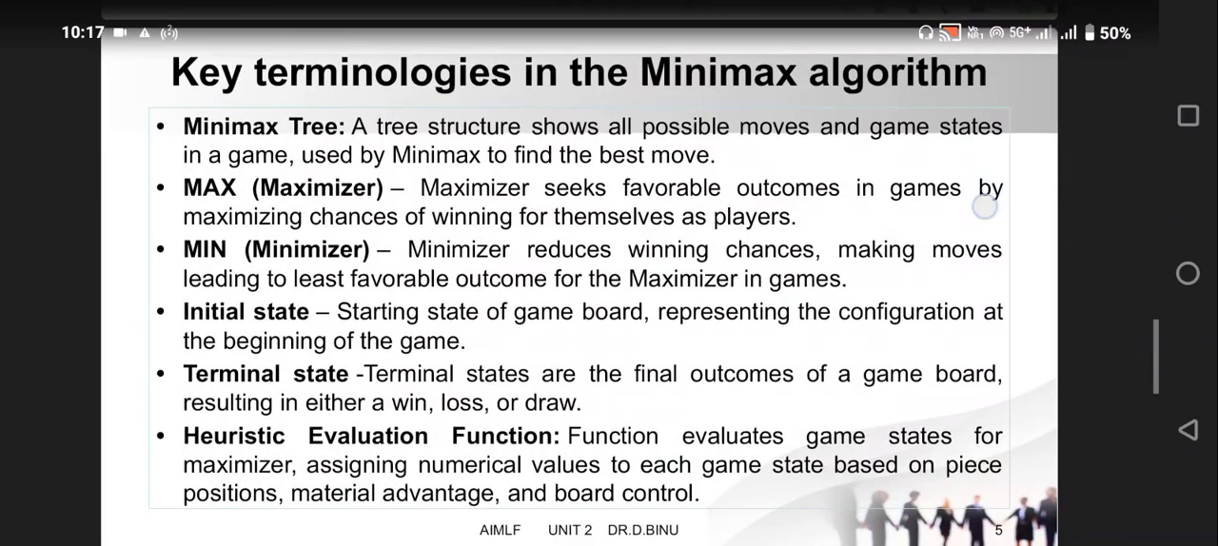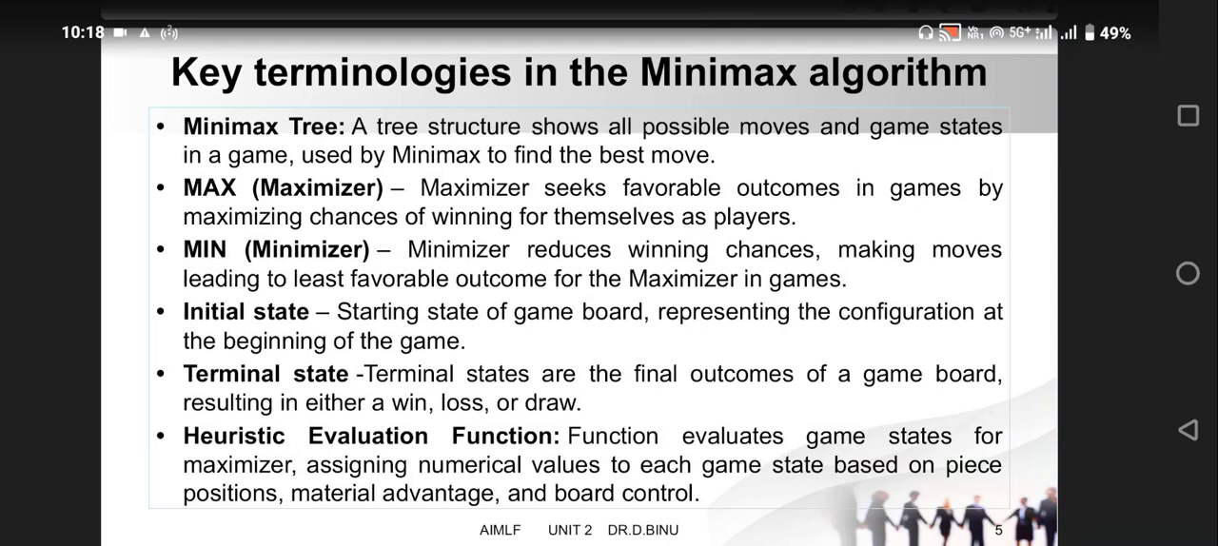Some of the terminologies in the min-max algorithm are: Min-max tree, a tree structure that shows all possible moves and game states in a game, used by min-max to find the best move. Max or maximizer, it seeks favorable outcomes in games by maximizing chances of winning for themselves as a player. MIN, minimizer, it reduces the winning chances, making moves leading to the least favorable outcome for the maximizer in games.